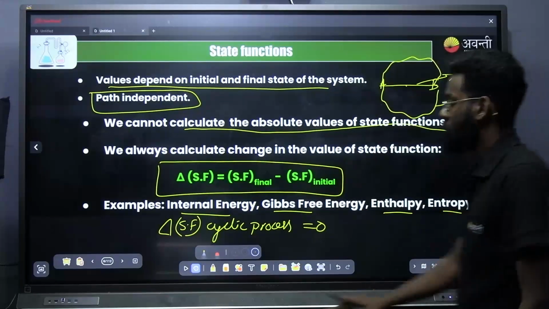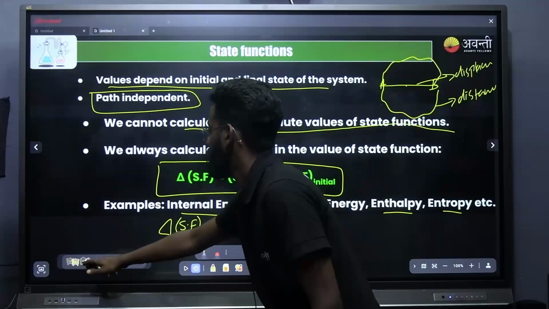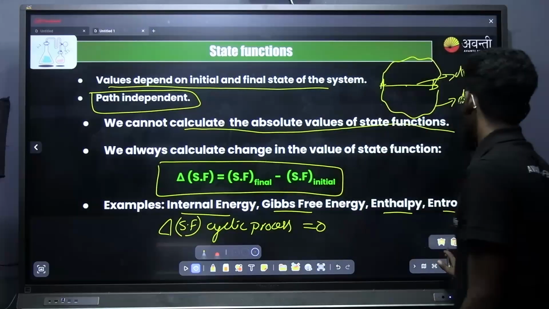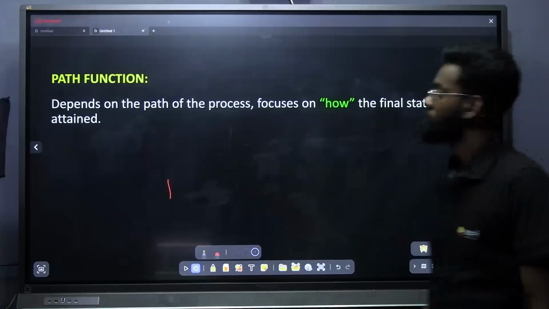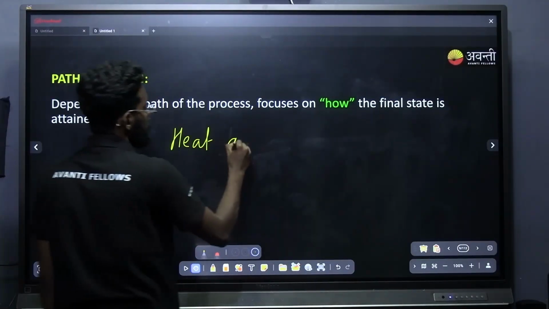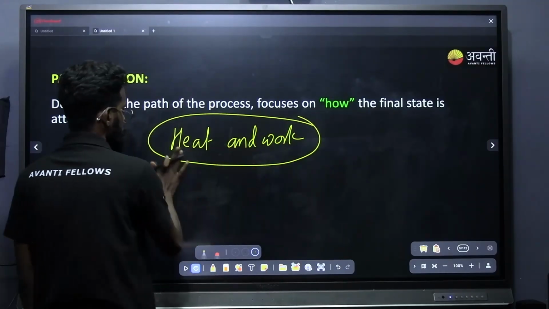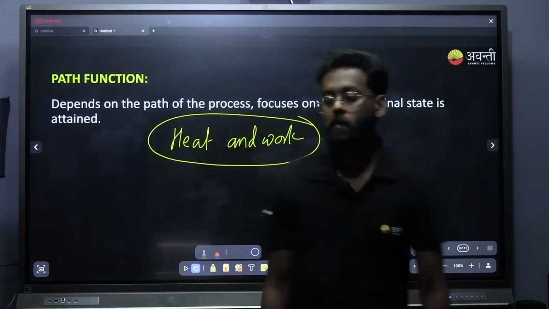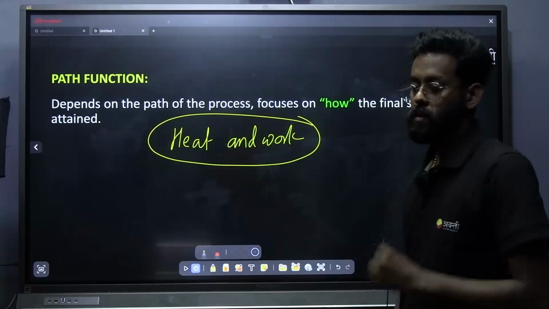Now what about path function? You need not worry much, because we have only two path functions. Which are the two path functions? Heat and work. These are the only two path functions available, and all the remaining functions are state functions. Got it?